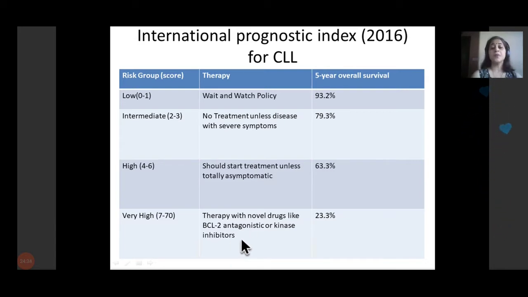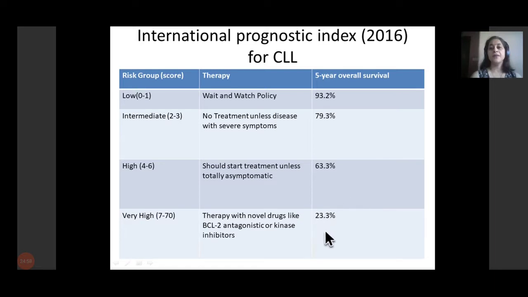Also kinase inhibitors, especially a newer drug which has come in the last 2 years, which is being given in combination with various previous treatment regimens. I will be discussing this very briefly, because that is not part of your undergraduate curriculum.